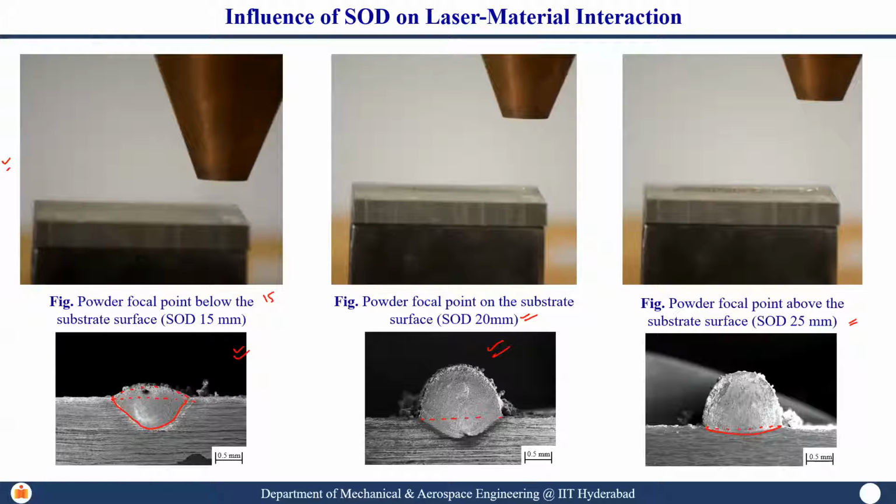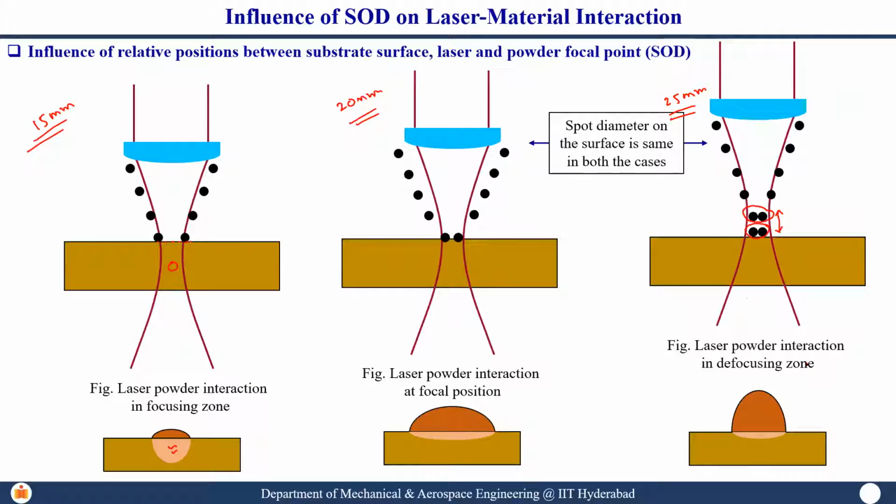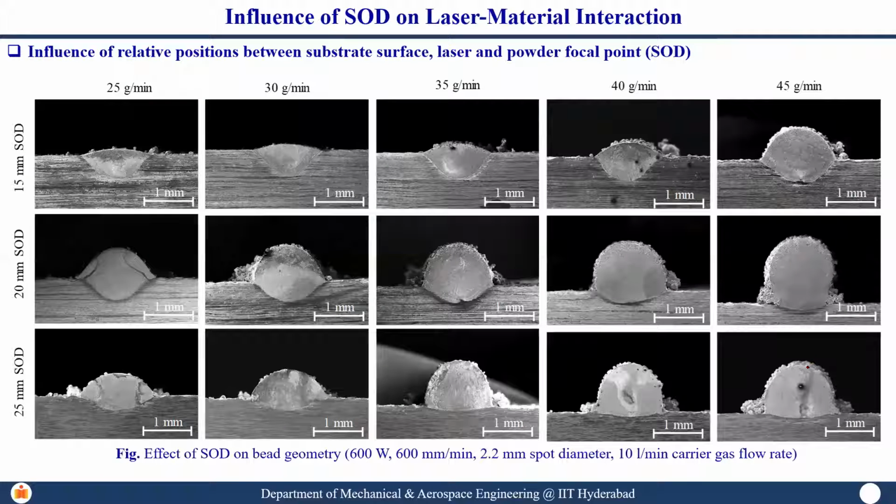But still, in this particular condition, we are in a good state. This is also a good bead. But the only thing is, if this is not properly controlled, then you will end up with balling. So that is what we tried to show over here: how SOD and the laser material interaction affect your bead geometry. So this is the effect of standoff distance, and I will show you how we can exploit this as an advantage in case of deposition.